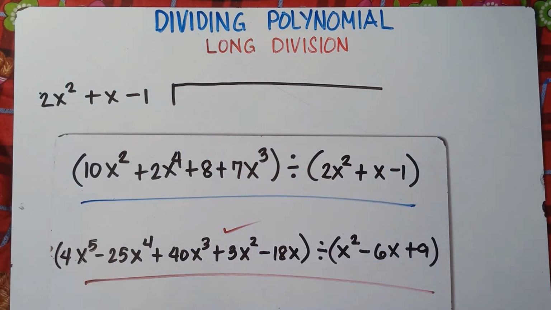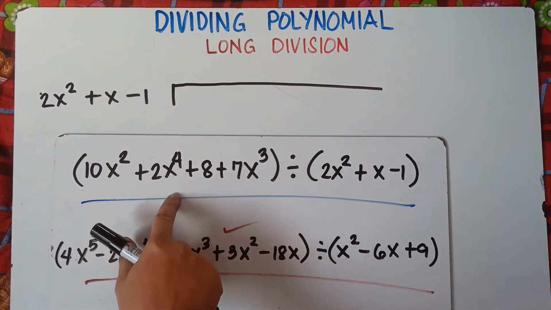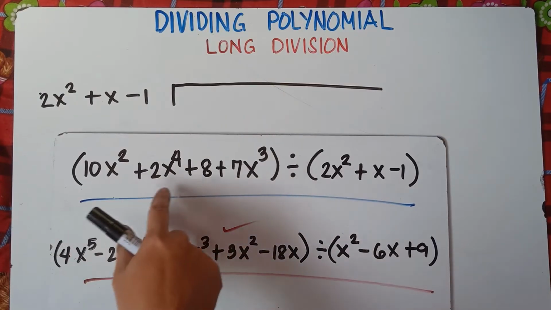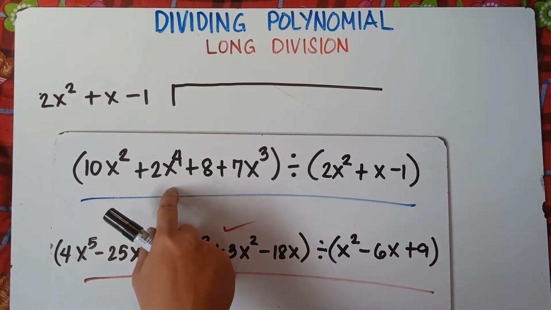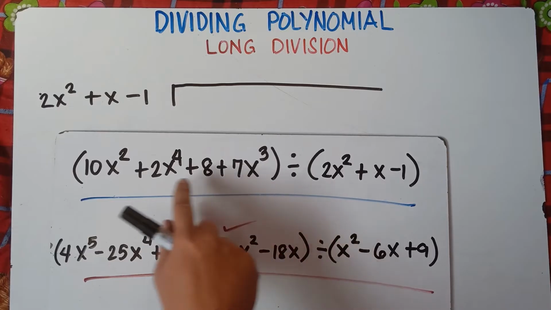So for our dividend, class, you check if it's arranged. Is it arranged? We have x raised to the power of 4, we have x cubed and x squared. So it's not arranged, class. Always remember this one, class: before dividing the polynomials, you check the degree or the exponent if it's arranged. Therefore, x raised to the power of 4 comes first before x cubed or before x squared.